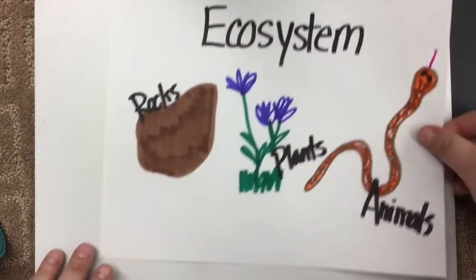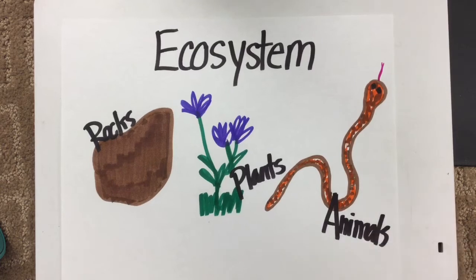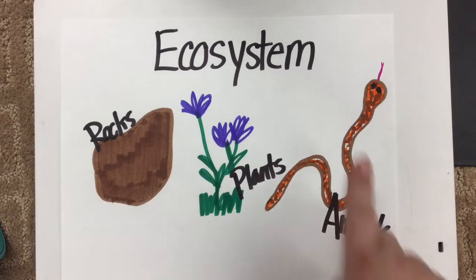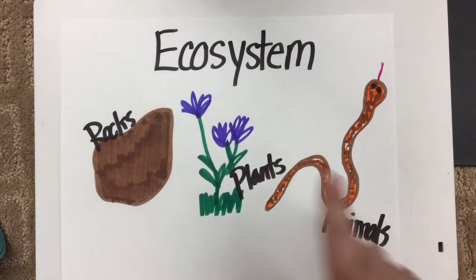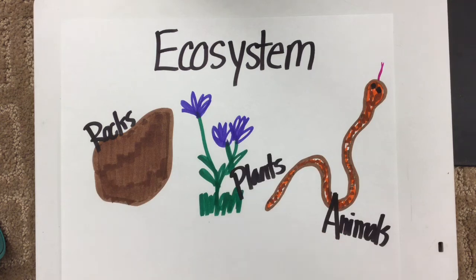Another vocabulary word that you'll want to be familiar with is ecosystem. The ecosystem that we've been focusing on is the wetland ecosystem. An ecosystem is when rocks, plants, and animals all work together and form one ecosystem. There are several different ecosystems, but the one that we're focusing on today is the wetland habitat.